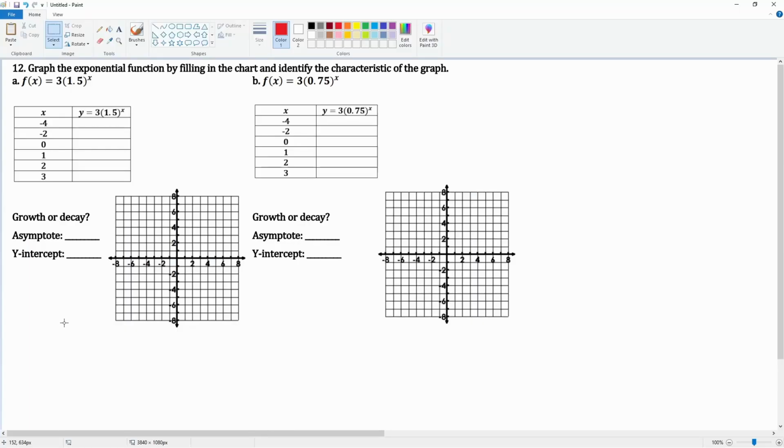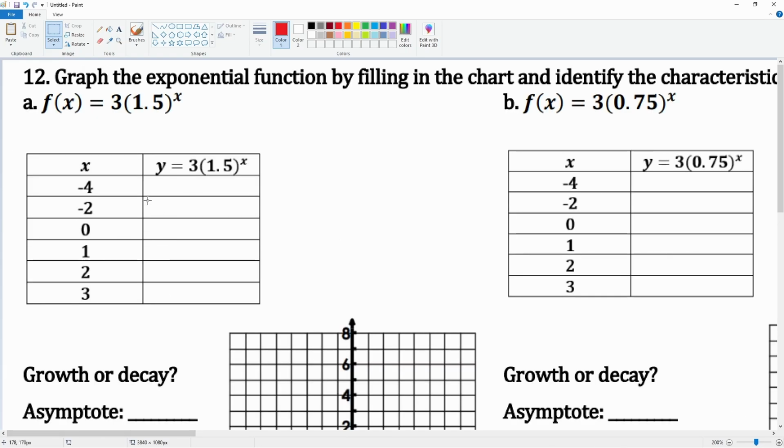Number 12 says to graph the exponential function by filling in the chart and then identifying the characteristics of this graph. So here we have the function y equals 3 times 1.5 to the x, and all we have to do here is plug in the x's and see what happens. I'm going to be plugging -4 in for the x and seeing what outputs it has for the y in the calculator.